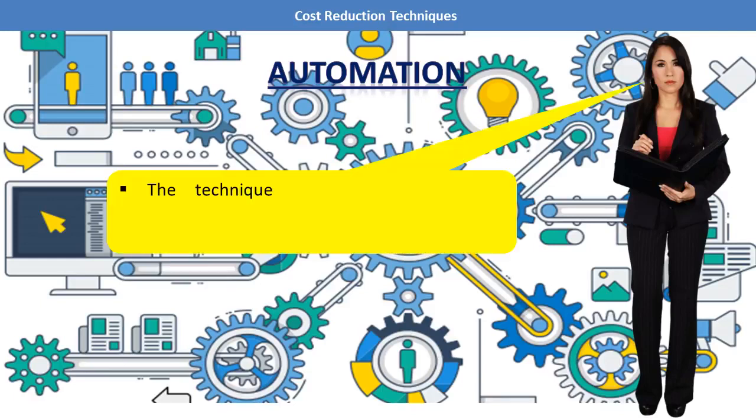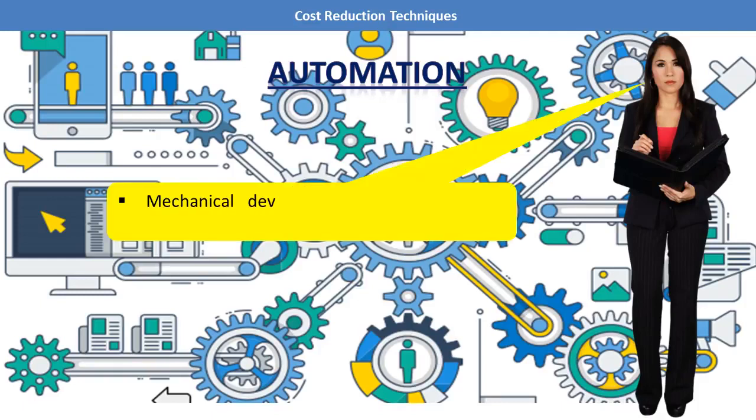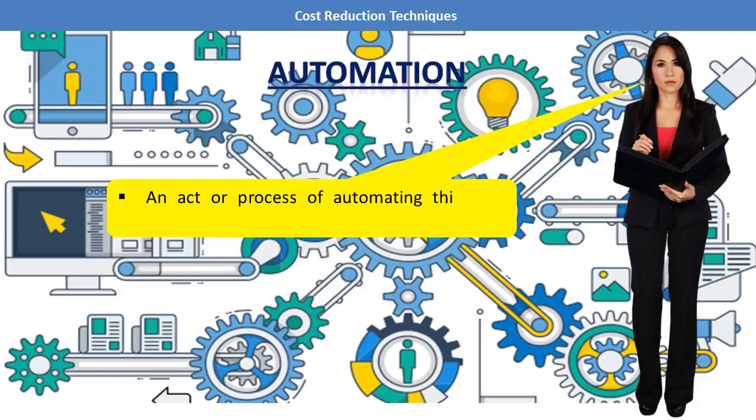Number 1, the technique, method, or system of operating or controlling a process by highly automatic means, as by electronic devices, reducing human intervention to a minimum. Number 2, mechanical device, operated electronically, that functions automatically, without continuous input from an operator. And Number 3, an act or process of automating things to produce a product or service.